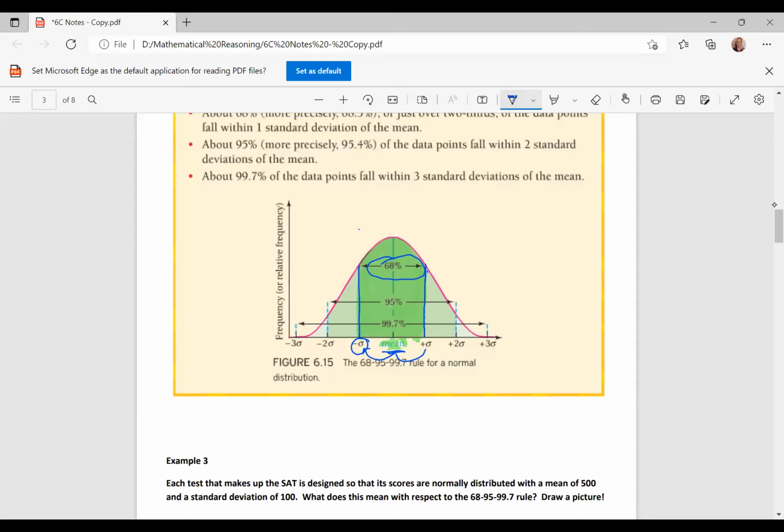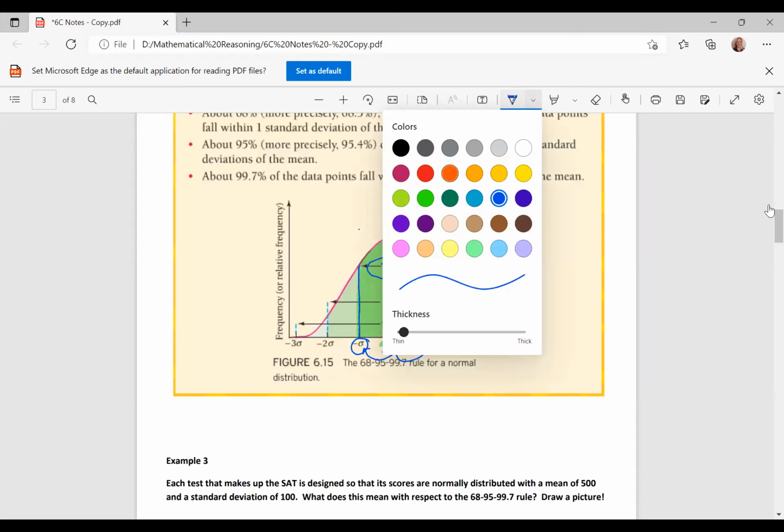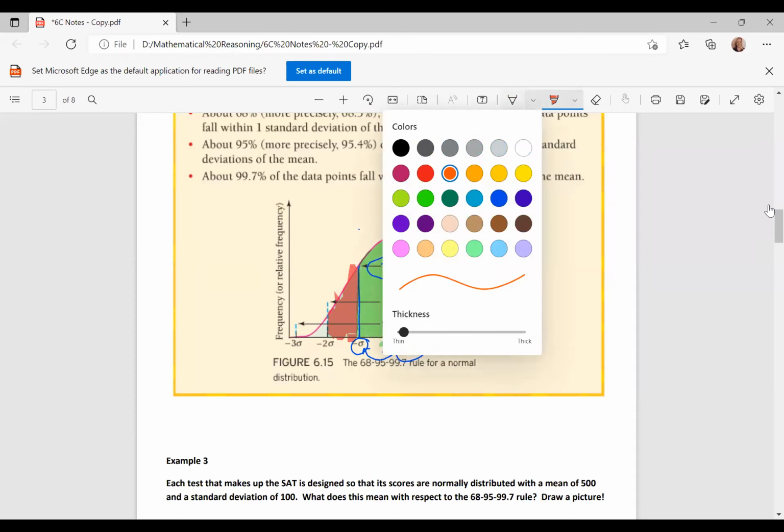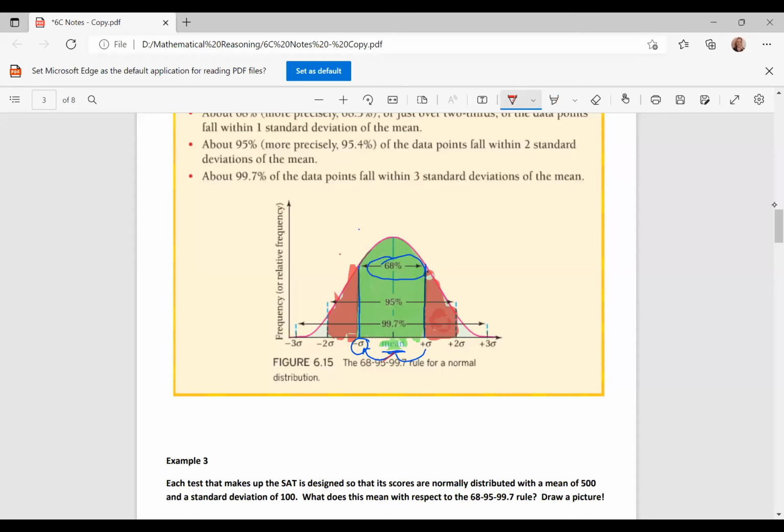If we extend that out 2 standard deviations, we'll talk about this next section. From the mean, we would have subtracted 2 standard deviations to get to this line, and we would have added 2 standard deviations to get to this line. So between these 2 lines, we have 95% of the data points.